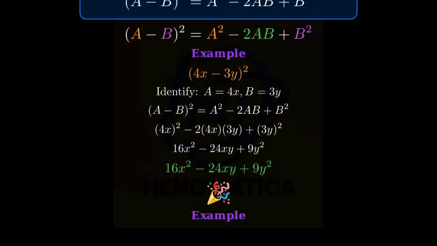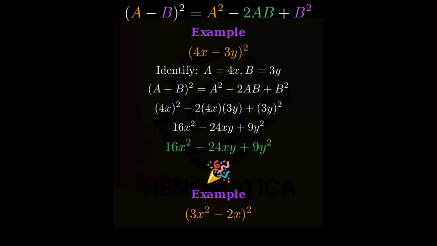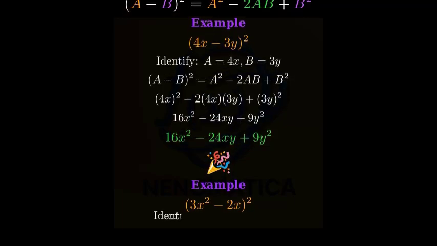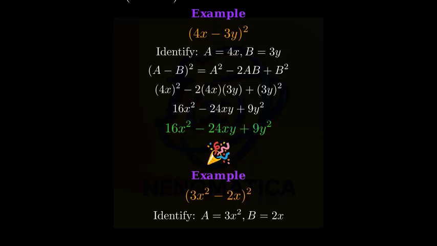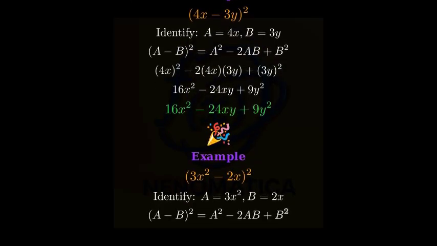Let's look at another example. We have (3x squared minus 2x), all squared. First, we identify our terms. a is 3x squared, and b is 2x. We'll use the same formula, a squared minus 2ab plus b squared.